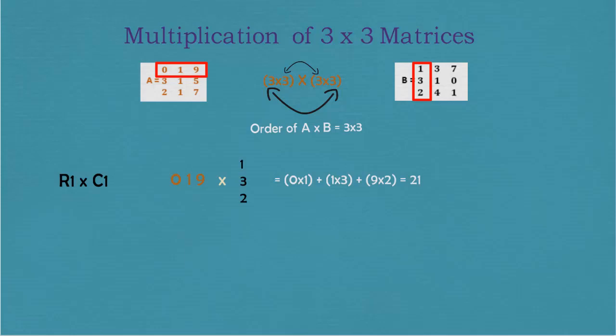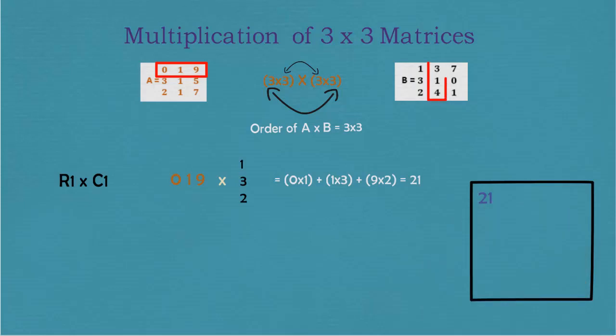So this elemental value, what will be its position in the resultant matrix? So its position will be 1, 1, that is first row and first column. And the reason is that we have multiplied the first row of matrix A with the first column of matrix B. Therefore, its position will be 1, 1, first row and first column. So inserting this 21 value in its position.